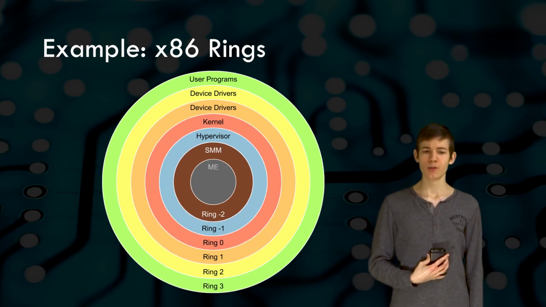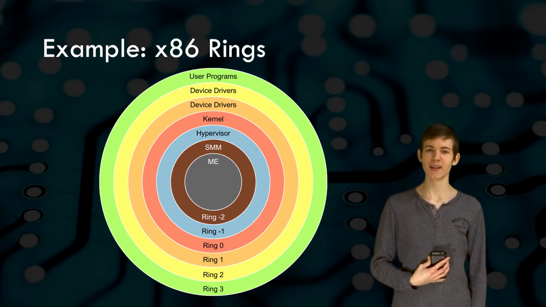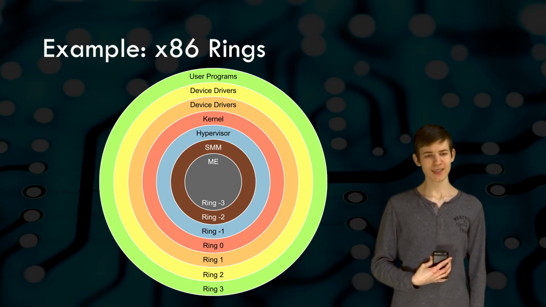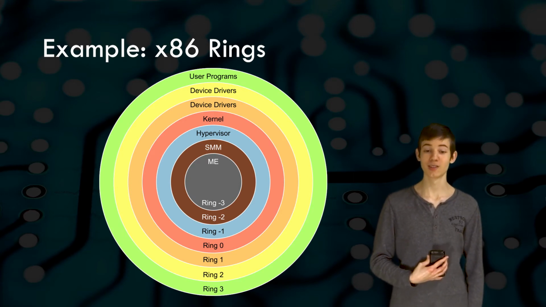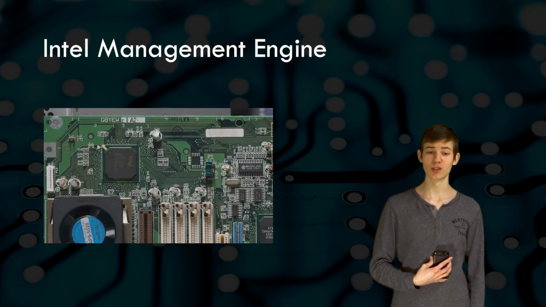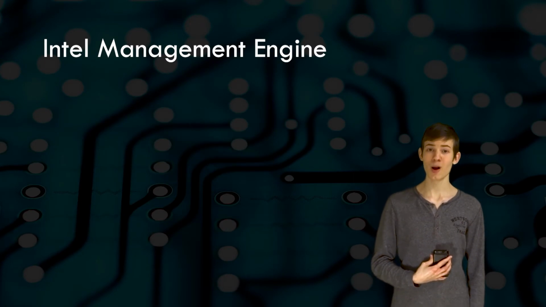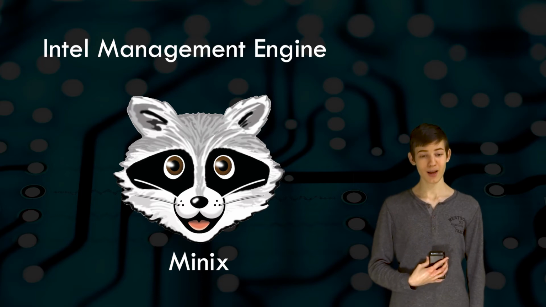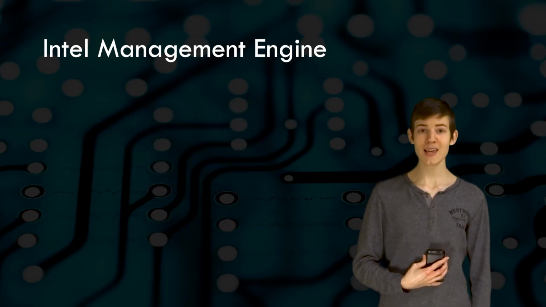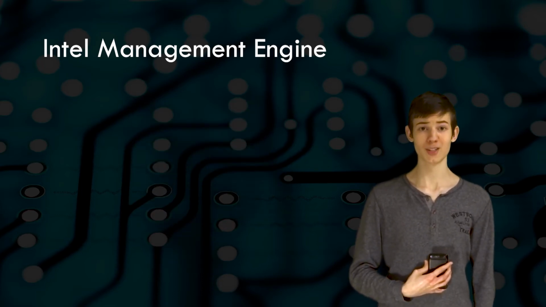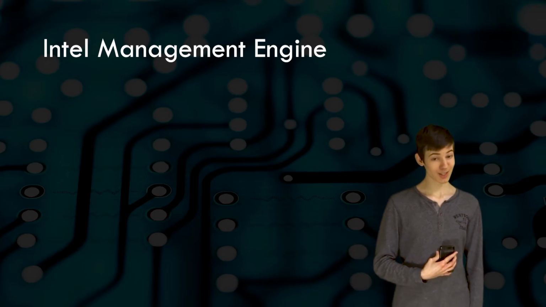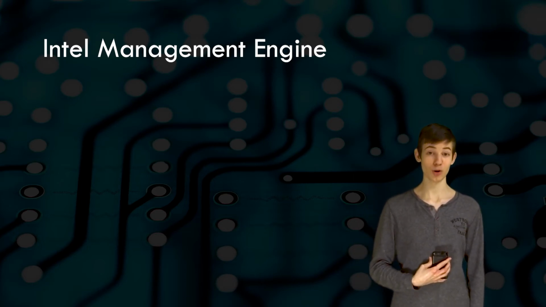Diving even deeper reveals the Intel Management Engine, aka ring -3. This is actually not part of the processor itself, rather a microcontroller on the southbridge running an operating system called Minix. It has full access to the entire system and even runs when the computer is turned off. Additionally, it's almost fully undocumented.